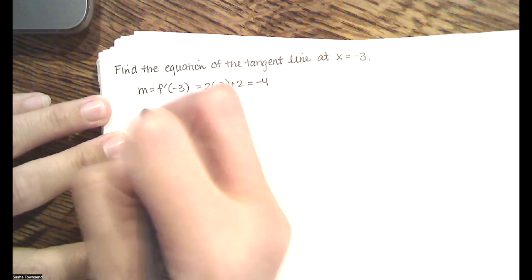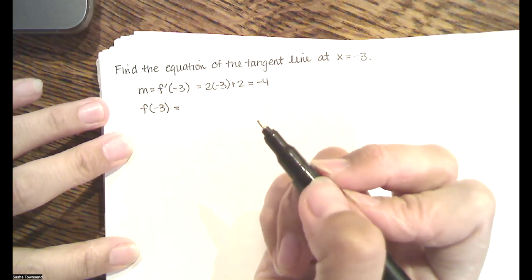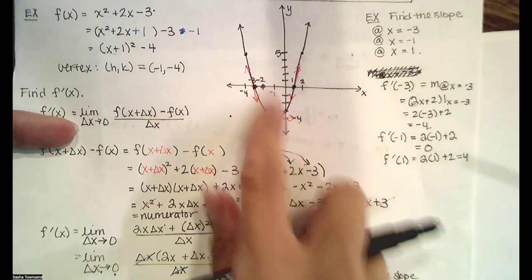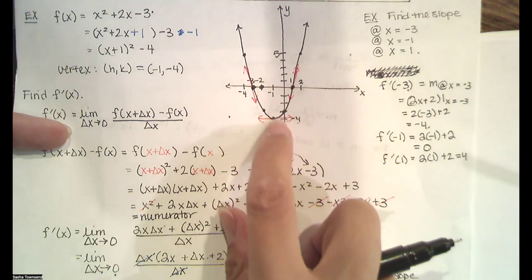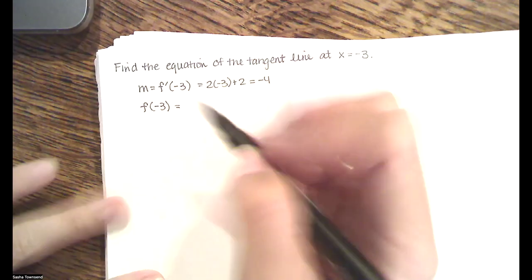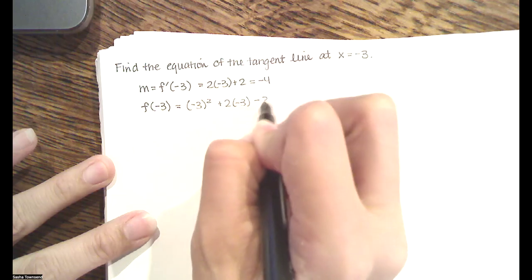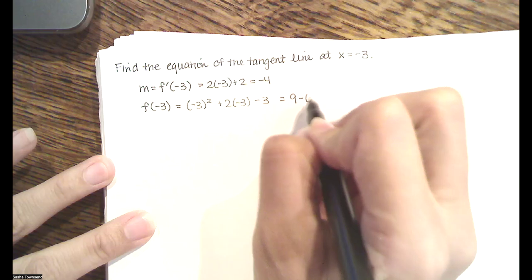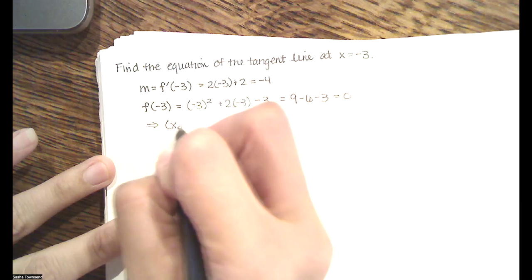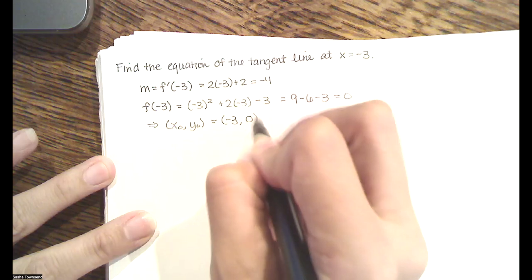And then the y value at x equals -3 is f of -3. We've actually already found that value. It was 0, using that sort of known relationship between the points on a parabola with an a value of 1. But we can also find that just by doing the arithmetic. So we have -3 squared plus 2 times -3 minus 3. So we have 9 minus 6 minus 3, which is 0. So the point x naught, y naught on the tangent line is x equals -3, y equals 0.